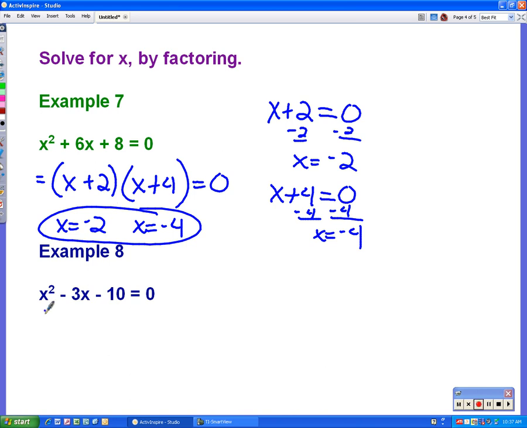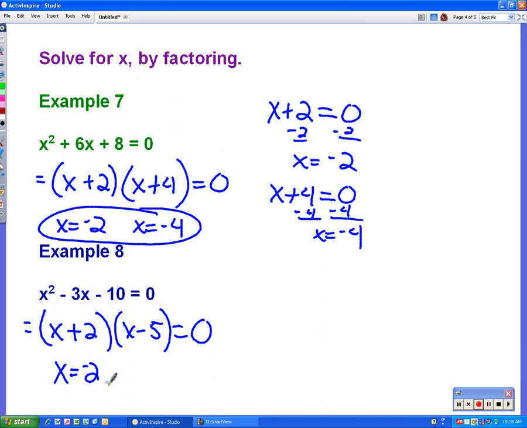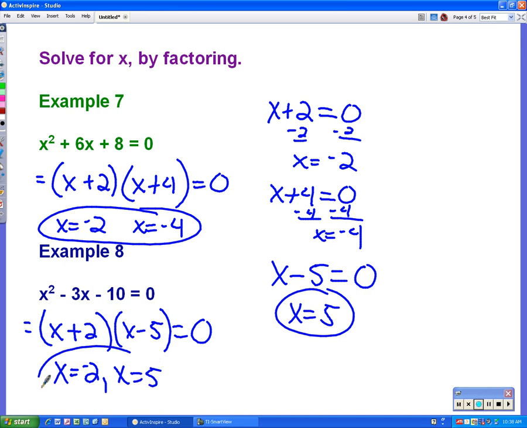Okay, same thing with this one. We have, remember, x plus 2 and x minus 5. Again, what will make those equal 0? Well, we already did the x plus 2 up above, so we already know that that's x equals negative 2. And what will make x minus 5 equal 0? Well, hopefully you noticed that that would be 5. So x equals 5. And that's how we factor completely and solve by factoring.